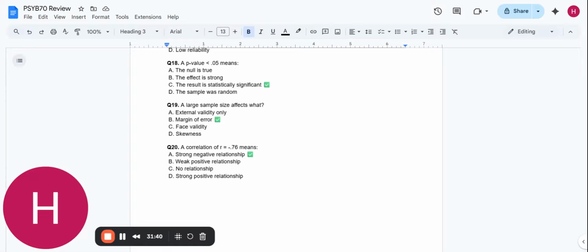And then option A, so when we have a small p-value, it actually means that we can reject the null hypothesis, or that it's more probable to reject the null hypothesis. It doesn't mean that the null is true.